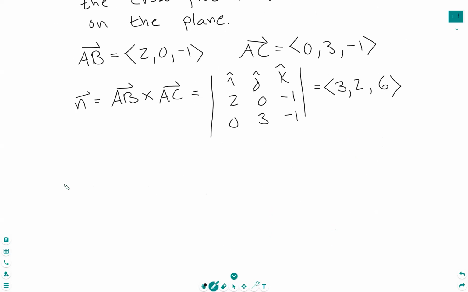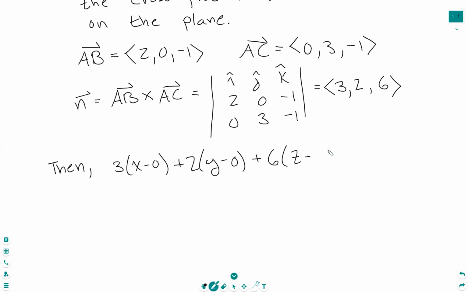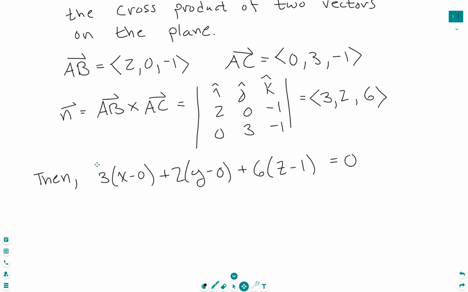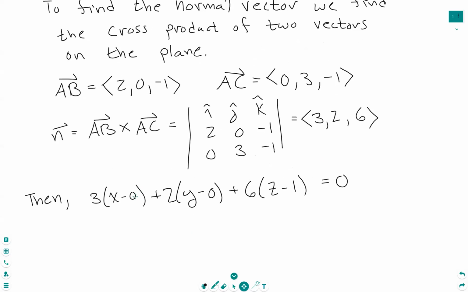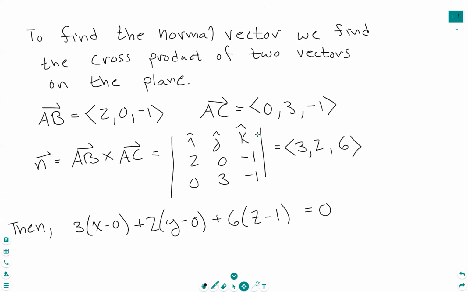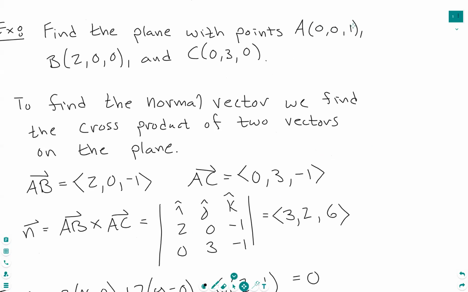So then we have 3 times x minus 0 plus 2 times y minus 0 plus 6 times z minus 1. And this is equal to 0. Right? So this is our n vector, 3, 2, 6. And then our x naught, y naught, and z naught are from our point 0, 0, 1.